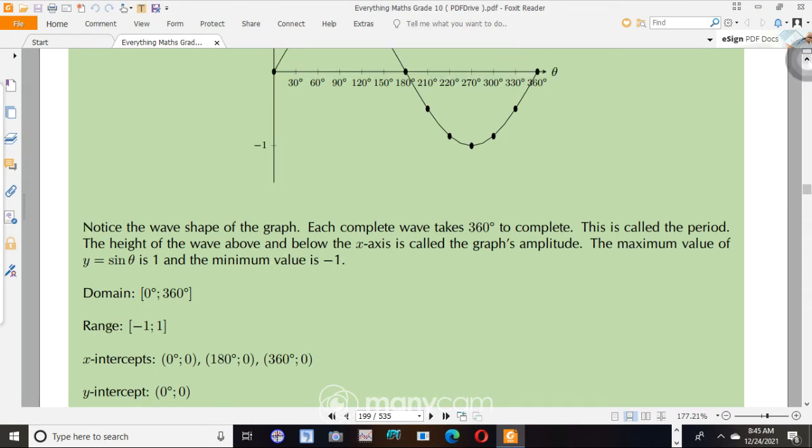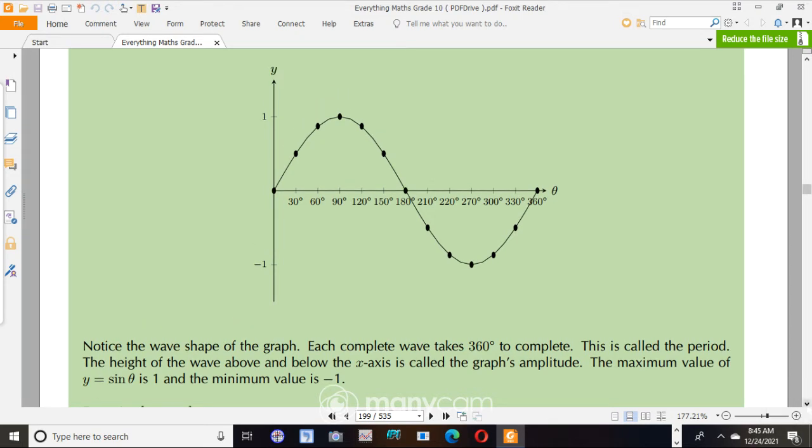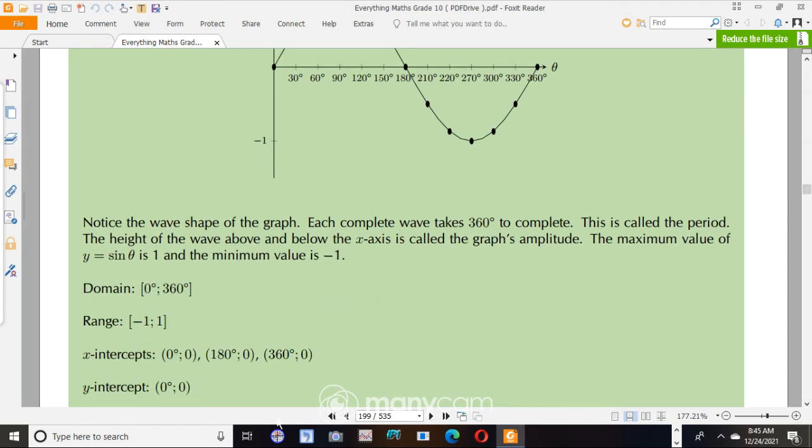The amplitude of the graph is measured from the x-axis to the 90 degree position, here is the maximum. For y is equal to sine theta, the maximum value is 1 and the minimum value is -1. What is the range of y is equal to sine theta? The range is from -1 to 1, because the minimum is -1 and the maximum is 1.